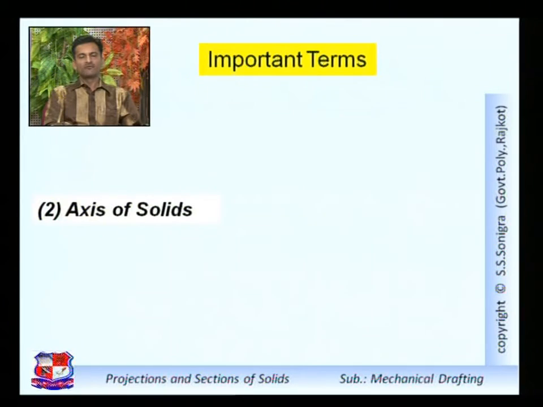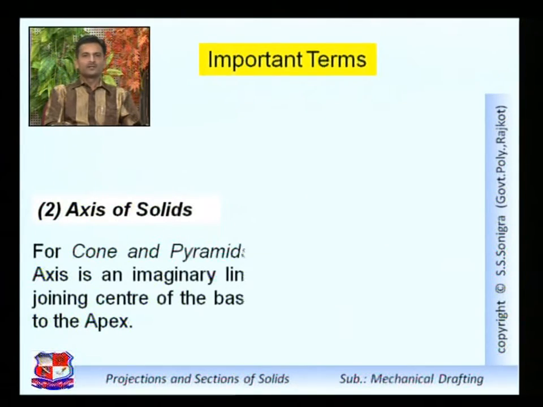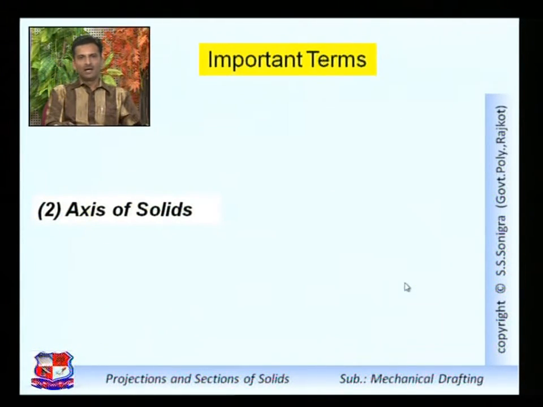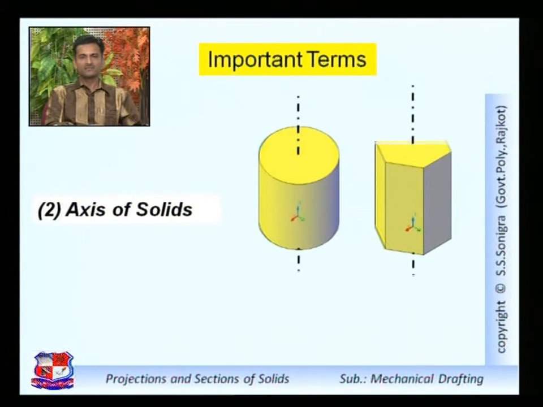Axis of solids. What do you mean by axis of solid? So for cone and pyramids, the axis is an imaginary line joining the center of the base to the apex. The center of the base is joined to the apex. It is called the axis of the solid. So for pyramid, this is the axis. For cone, this is the axis. For cylinder, this is the axis. For prism, this is the axis.